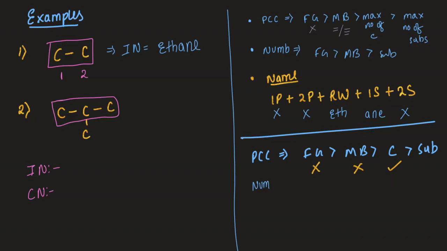Numbering. Okay, so what is the order of numbering? Functional group greater than multiple bond greater than substituent, right? So now, do you find anywhere multiple functional group? No. Do you find anywhere multiple bond? No. Then do you find substituent?